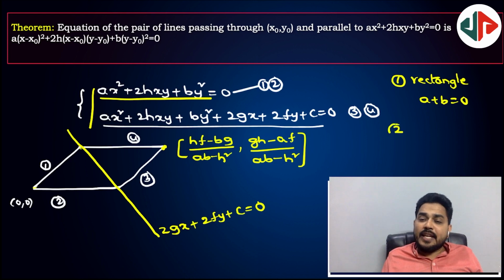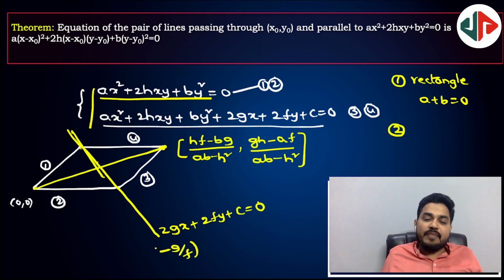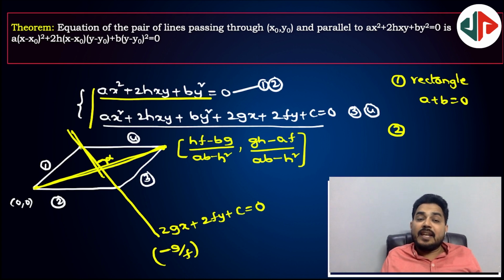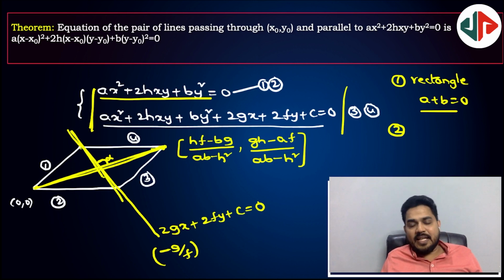And the next one is, for example, this slope is minus g by a, minus g by f, and you can find the slope of this one. If this angle is 90 degrees, then it will be a rhombus. So we need to check whether the given parallelogram is a square or a rectangle or a rhombus with the help of a plus b and the slope of this line and the slope of this line.